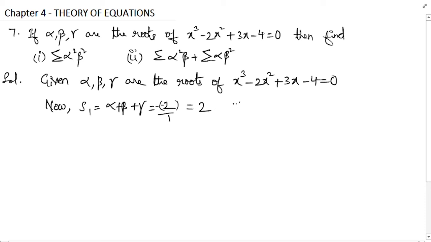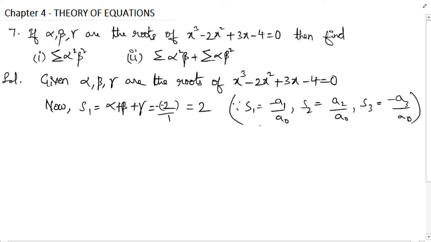Okay. And since we know that S1 is equal to minus A1 by A0 and S2 is equal to A2 by A0 and S3, that is product, is equal to A3 by A0. Okay, so you have to remember this formula. Now S2 is equal to alpha beta plus beta gamma plus gamma alpha, that is equal to 3 by 1, which is equal to 3.